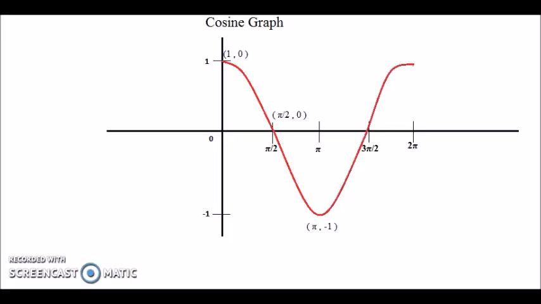The graph will then proceed to increase and intersect the x-axis at 3 pi over 2 until it reaches 1, leaving it 1 unit above 2 pi. This is thus known as the second maximum point. This is, therefore, a complete cosine graph.